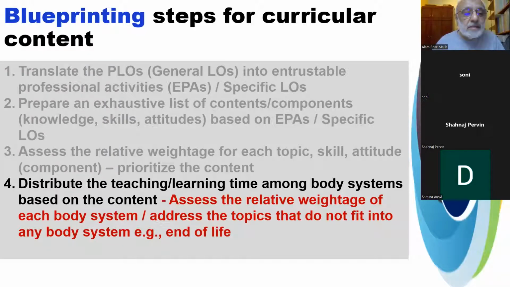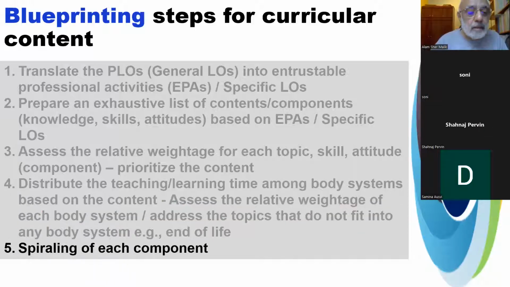Five, assess the relative weightage of each body system, and address the topics that do not fit into any body system. There would be a number of topics which really do not fit into that, for example, end of life and similarly other topics. So there should be a separate list of these topics which do not fit into any system, and they can run in a vertical fashion. And then we should remember the spiraling of the content, which means that the same topic may be repeated multiple times depending upon the level of the student's difficulty and the relevance.